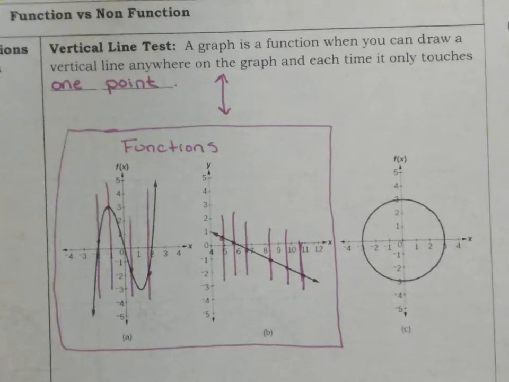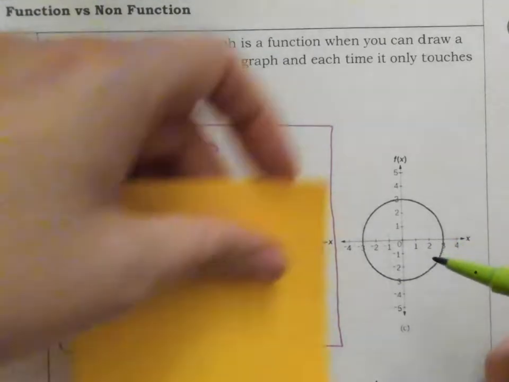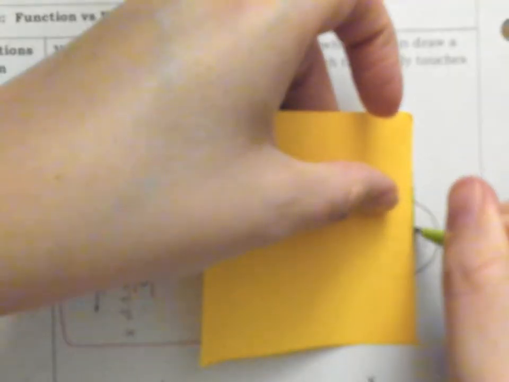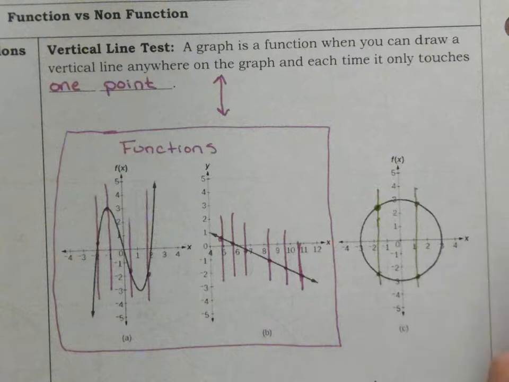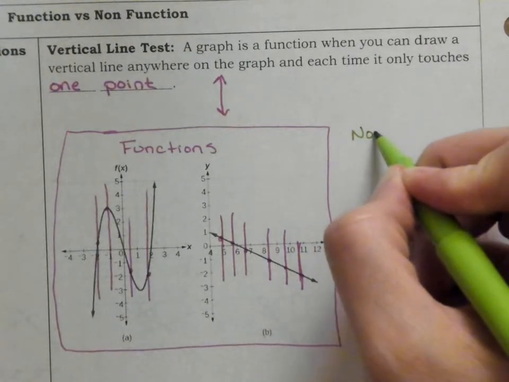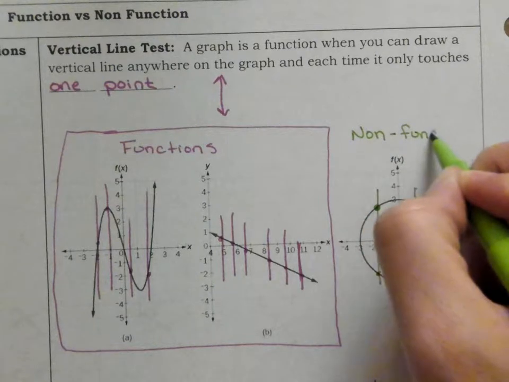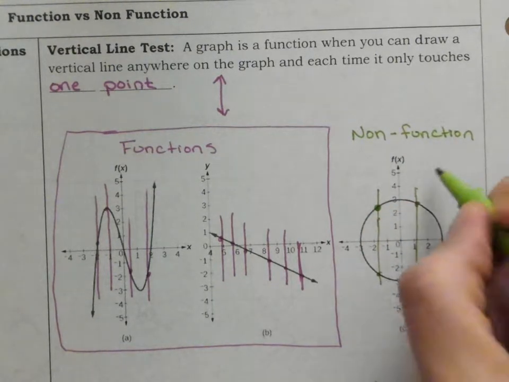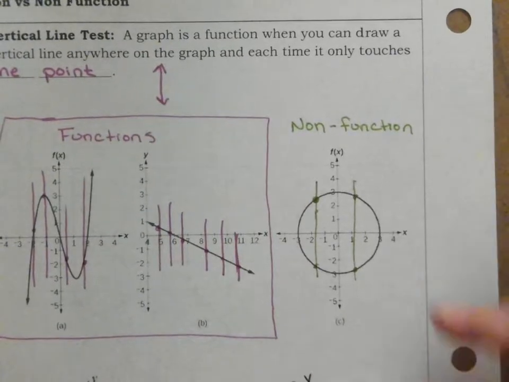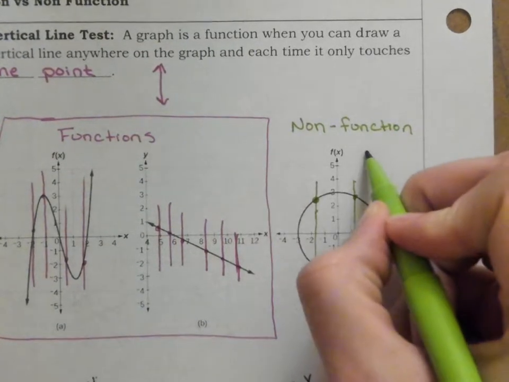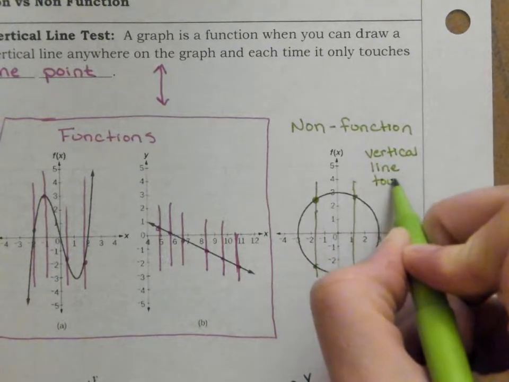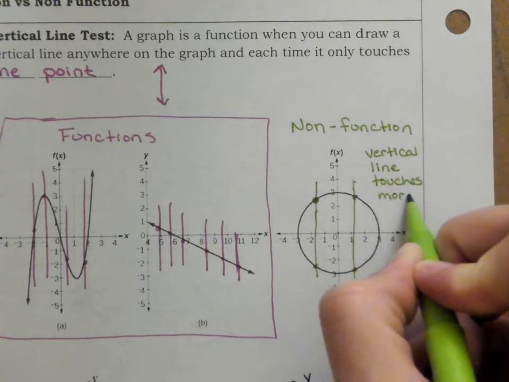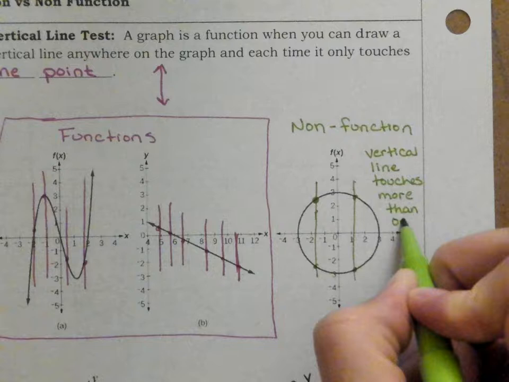Okay. And then when I look at this last one, a circle, if I draw a vertical line, these vertical lines hit in 2 points. So instantly, this is not a function. Okay, I'm going to put a little note out here. It's not a function because the vertical line touches more than one point.